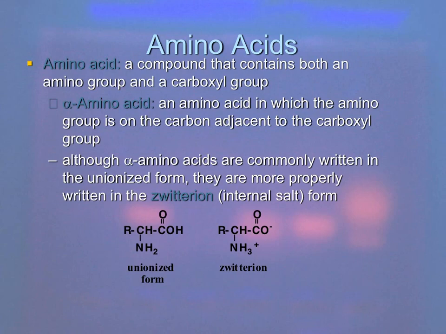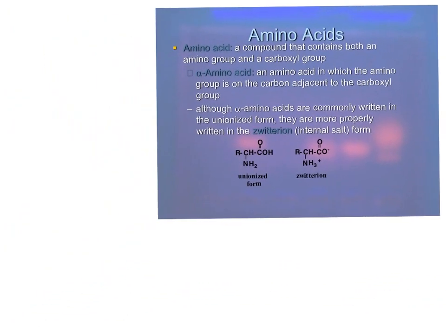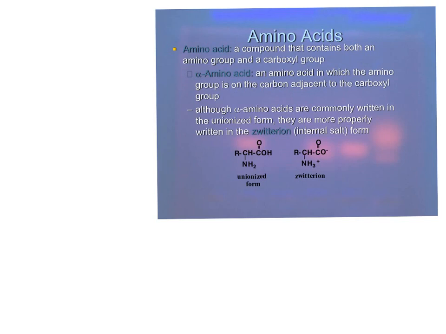All amino acids have the same background. I don't know why the whole bullet point didn't come through. But every amino acid has, first of all, the ones that are naturally occurring are called alpha amino acids.